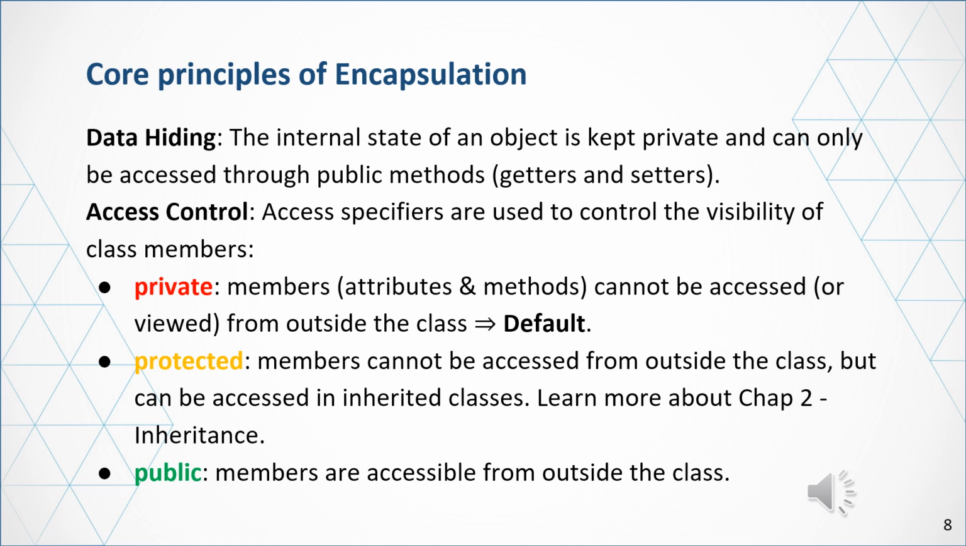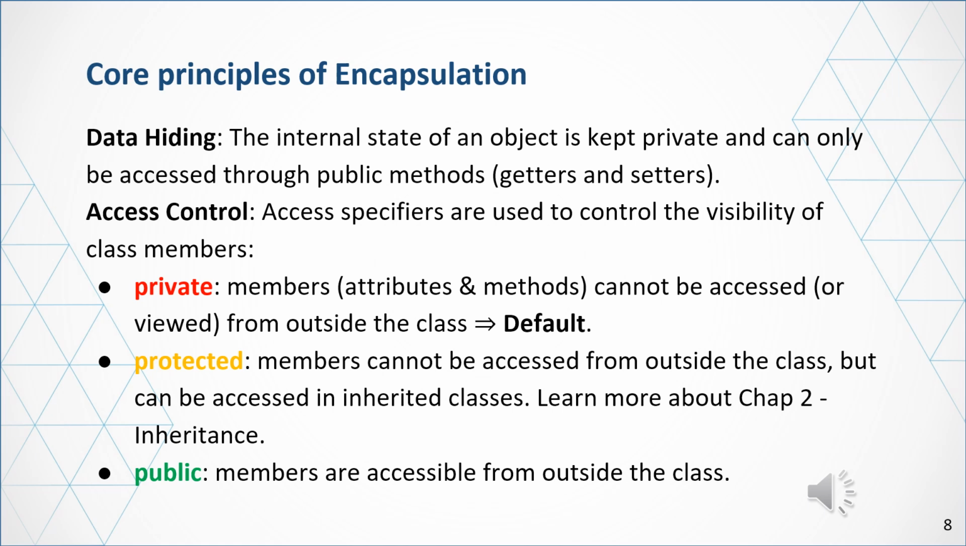This brings us to access control. We use access specifiers to define the visibility of class members, like attributes and methods. Private members, the default, are only accessible within the class itself, ensuring data integrity. Protected members, which we'll explore later when we talk about inheritance, are accessible within the class and its subclasses. Finally, public members are accessible from anywhere, providing the interface through which other parts of the program can interact with the object.